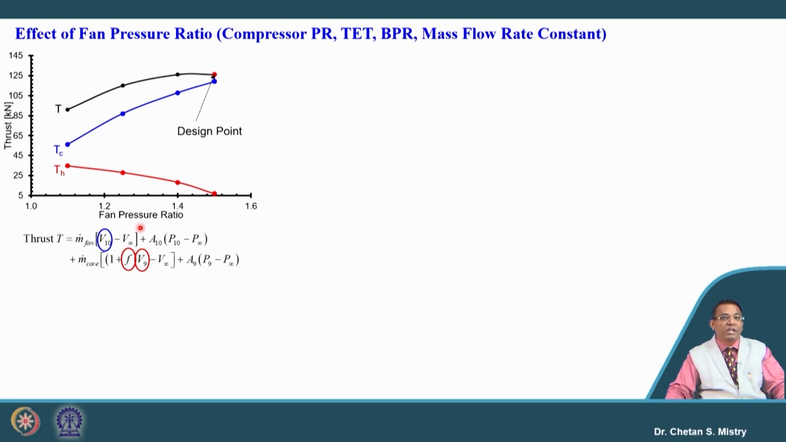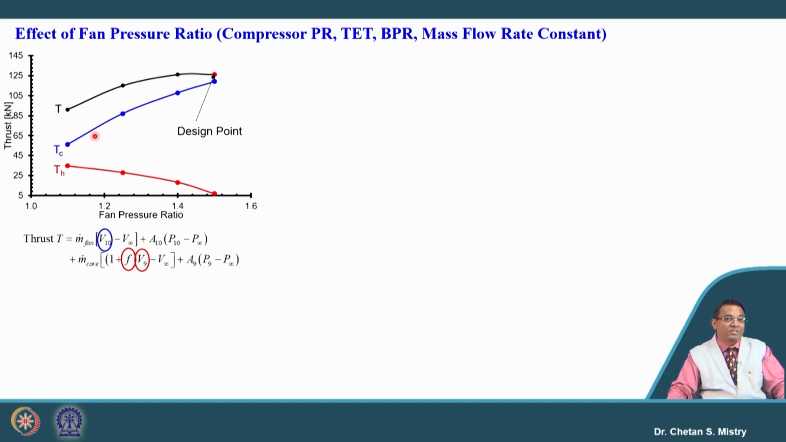If we are increasing our fan pressure ratio, just realize one thing, in this case we have this as our design point. What it says is, with increasing the fan pressure ratio, we will be able to increase the cold thrust, but my hot thrust will be reducing. Overall we can say that with the increase of fan pressure ratio, we can increase the thrust.